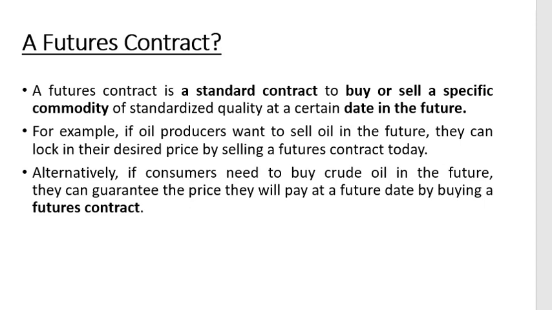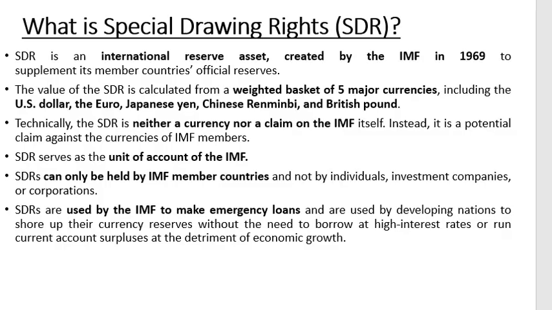A futures contract is a standard contract to buy or sell a specific commodity of standardized quality at a certain date in the future. For example, if oil producers want to sell oil in the future, they can lock in their desired price by selling a futures contract today. Alternatively, if consumers need to buy crude oil in the future, they can guarantee the price they will pay at a future date by buying a futures contract. So it is nothing but a standard contract to buy or sell a specific commodity of standardized quality at a certain date in the future.